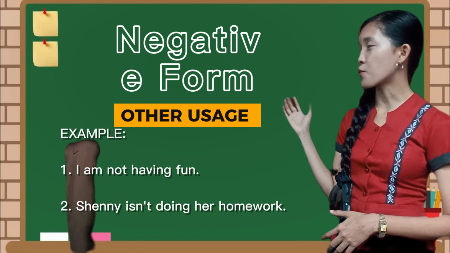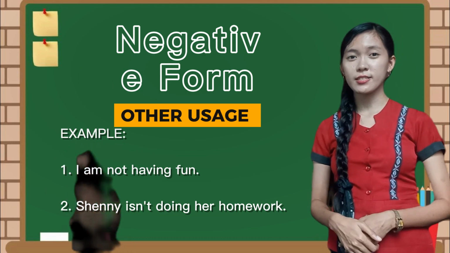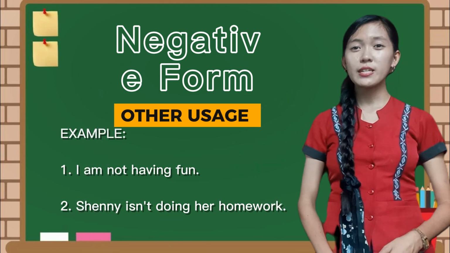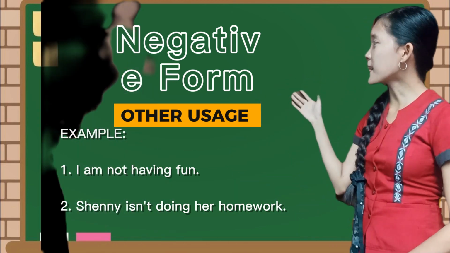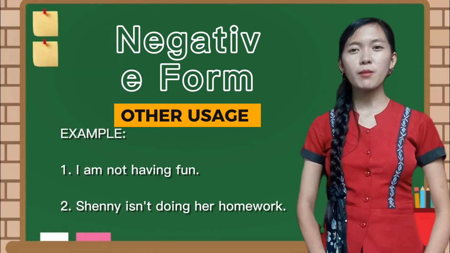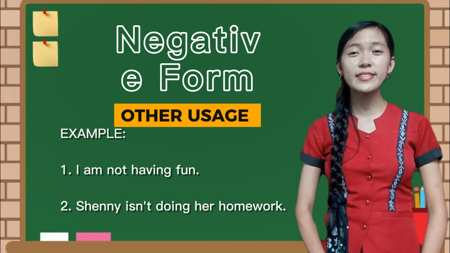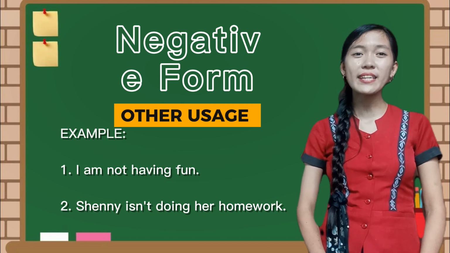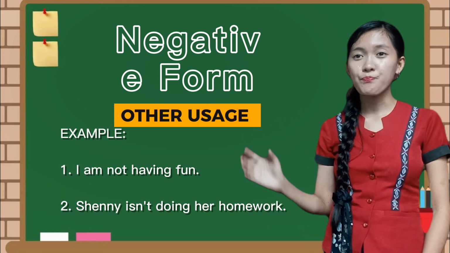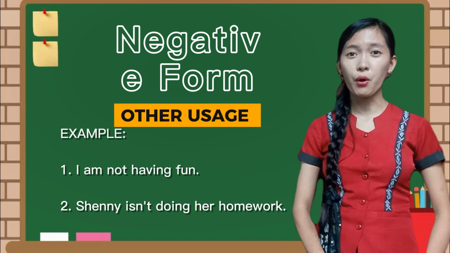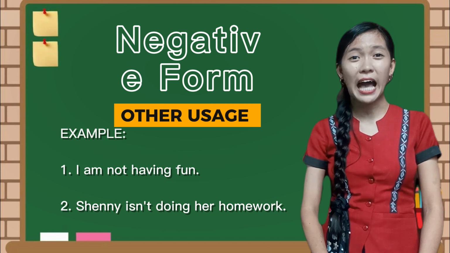These two examples are for actions that are happening right now or longer actions, and the other two are for near future plans. The first sentence says, I am not having fun. The negative form of the present continuous tense is used to express that something is not happening at the moment or in the near future. For example, in the sentence, I am not having fun, we use the negative form of the present continuous tense to say that the person is not having fun right now.